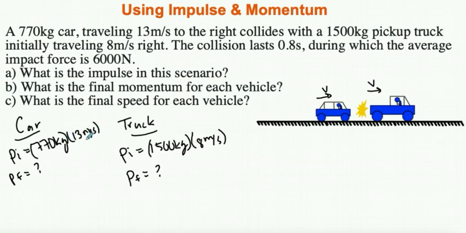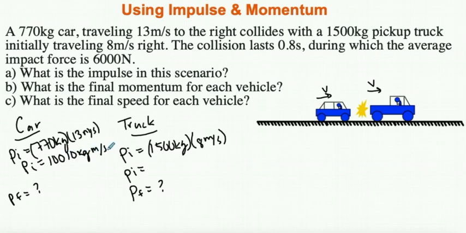So let's put initial momentum in our calculator, so we get for that. So initial momentum for these. So for the car we get 10,010. So 10,010 kilograms times meters per second. And for the truck we get 12,000 kilograms times meters per second.